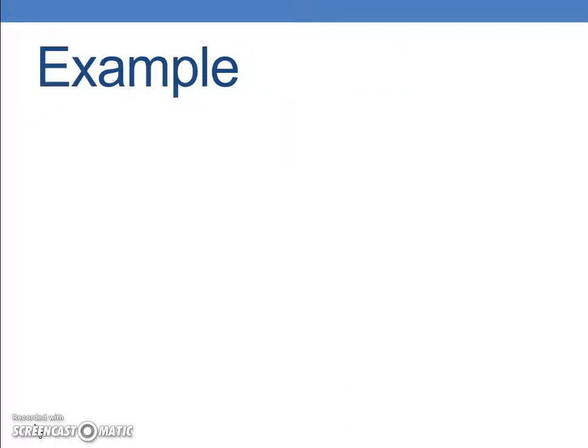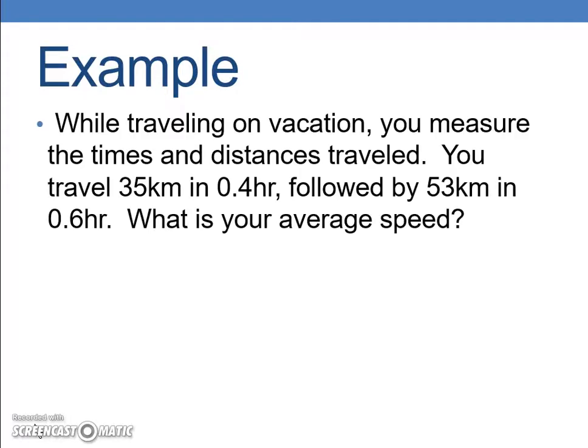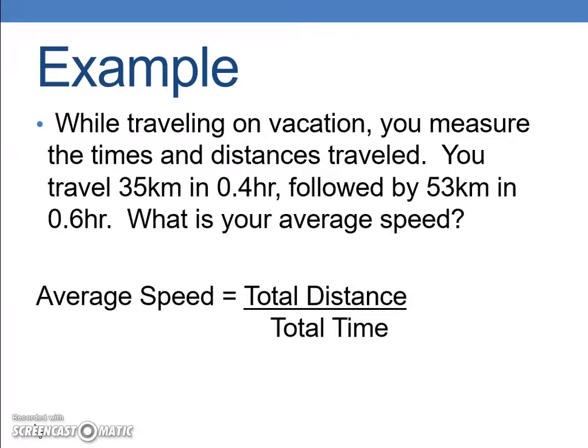So let's go ahead and jump in and look at an example. Let's say that while traveling on vacation, you measure the times and the distances that you traveled. Let's say on day 1 that you travel 35 kilometers in 0.4 hours, followed by 53 kilometers in 0.6 hours. I want to know what is your average speed. So I've given you distance, I've given you time. So what we need to come up with is what is the total distance and what is the total time.